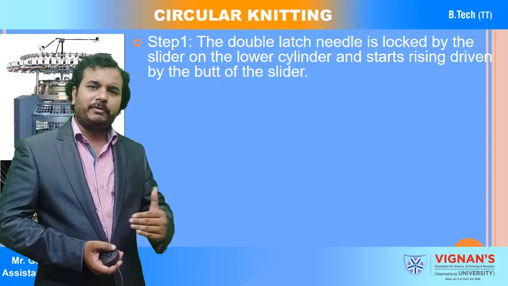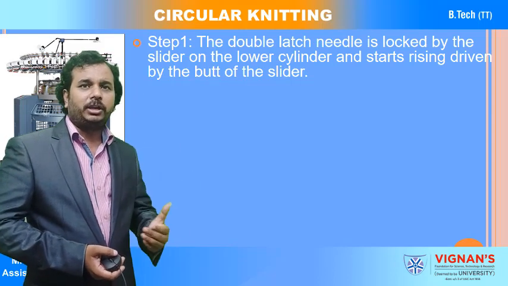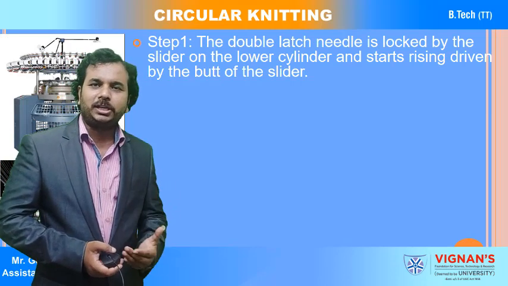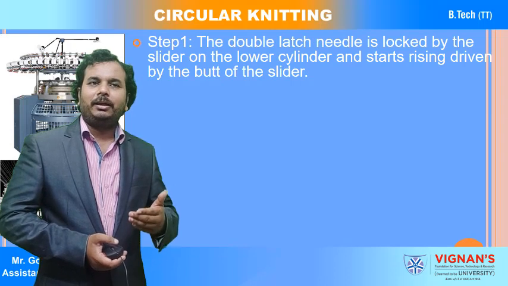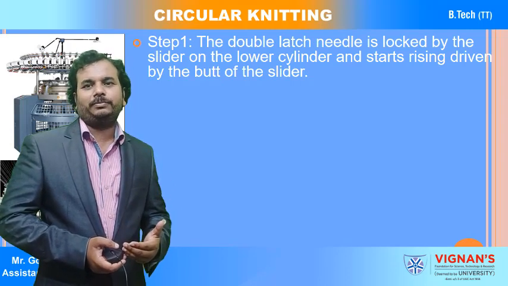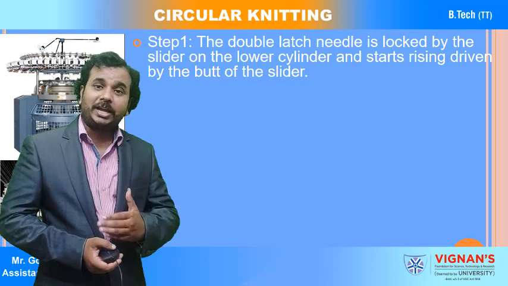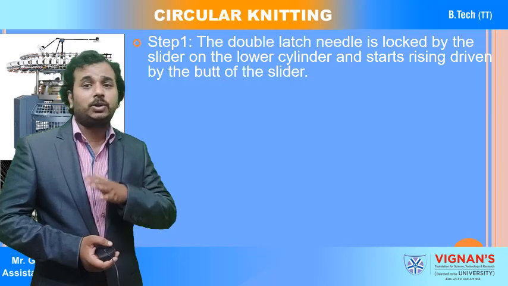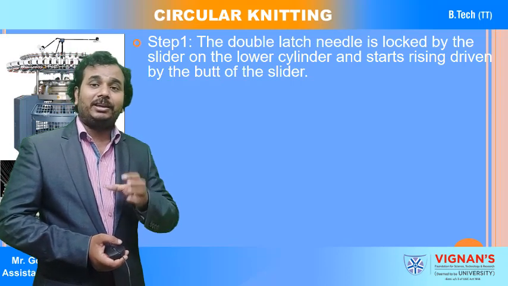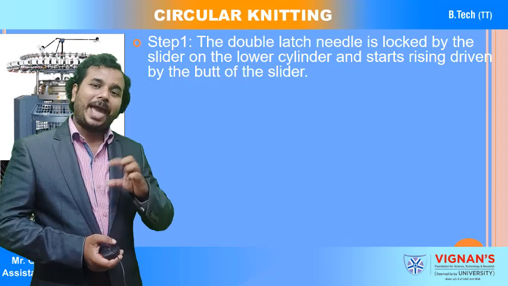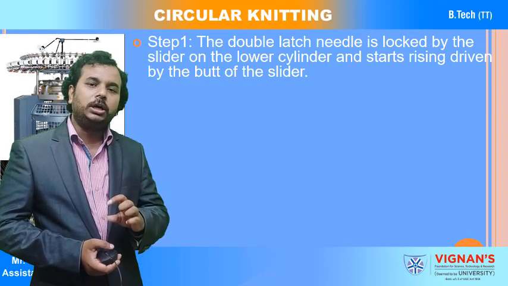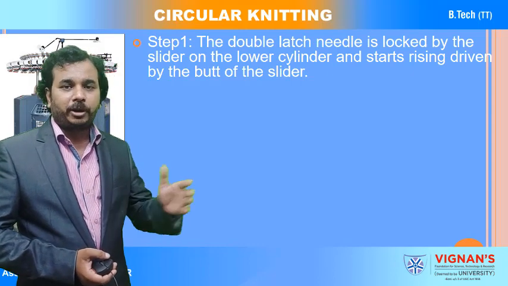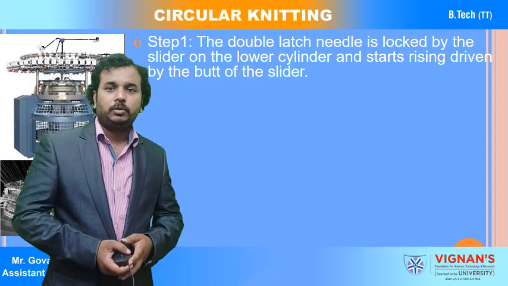And whatever steps I have explained, I have given here. Step 1: the double latch needle is locked by the slider on the lower cylinder and starts rising, driven by the butt of the slider. The slider has the butt, not the latch. The latch does not have any butt. This butt is going to engage one side of the hook of the needle, so that it operates for making the loop formation through the old loop.